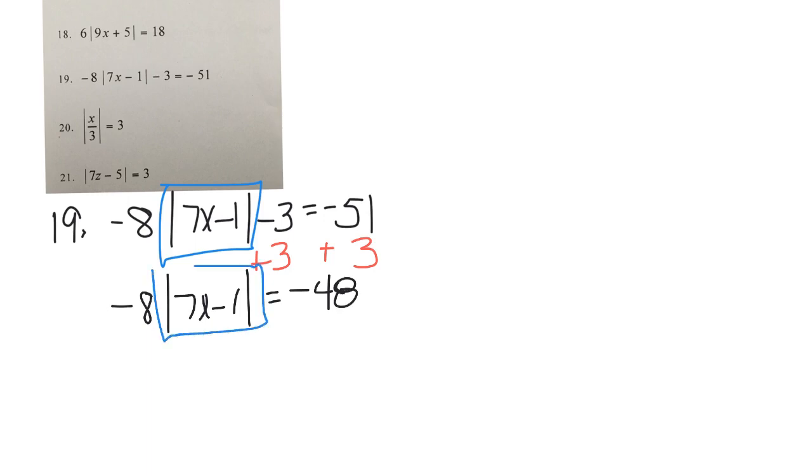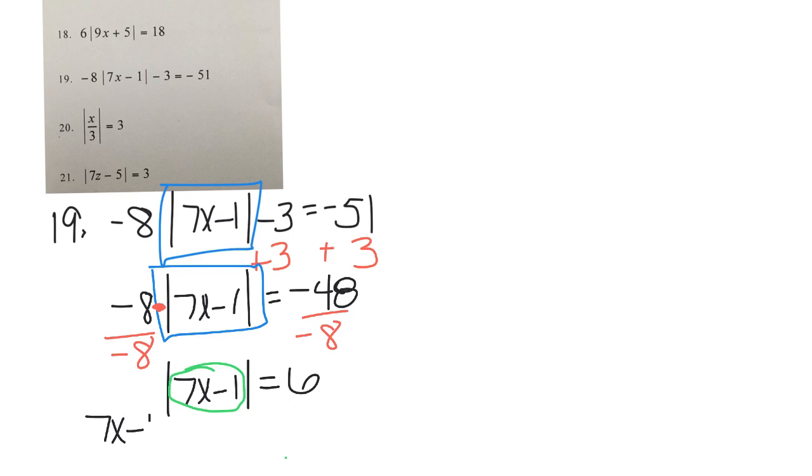Still looking to get the absolute value by itself, so we're going to divide by negative 8, because remember, this is negative 8 times the absolute value. I'm not going to add it, I'm going to divide it. And I get the absolute value of 7x minus 1 equals 6. Now the absolute value is equal to a positive, so there's going to be two answers. What's inside, 7x minus 1, could equal 6, and it could also equal negative 6.